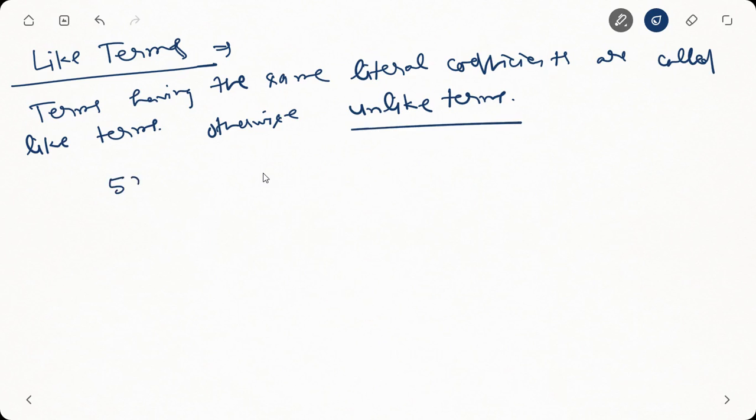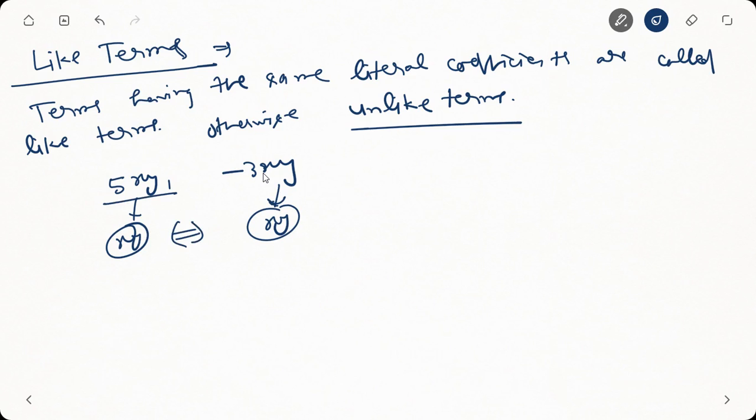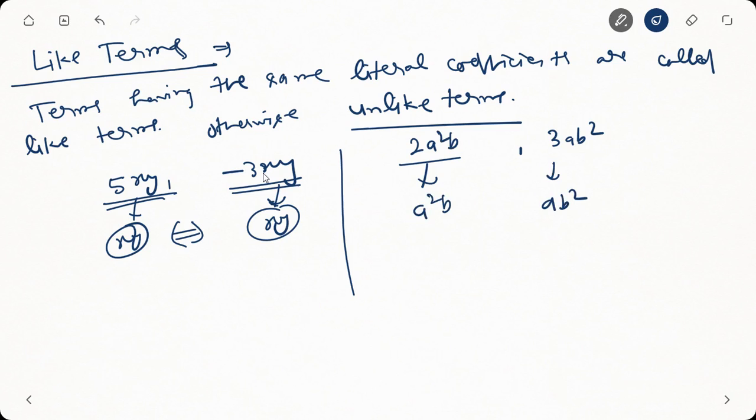Example, if I say 5xy and minus 3xy. What is the literal coefficient? In this case, the literal coefficient is xy, and in this case, the literal coefficient is again xy. Both are the same, right? So it means 5xy and minus 3xy are like terms. Take another example. If I say 2a square b and 3ab square. What is the literal coefficient here? That is a square b. And what is the literal coefficient here? That is ab square. Are these two the same? No, right? Because here it is a square b, here it is ab square. So these two literals are not the same. It means these two are not like terms. These two are unlike terms.